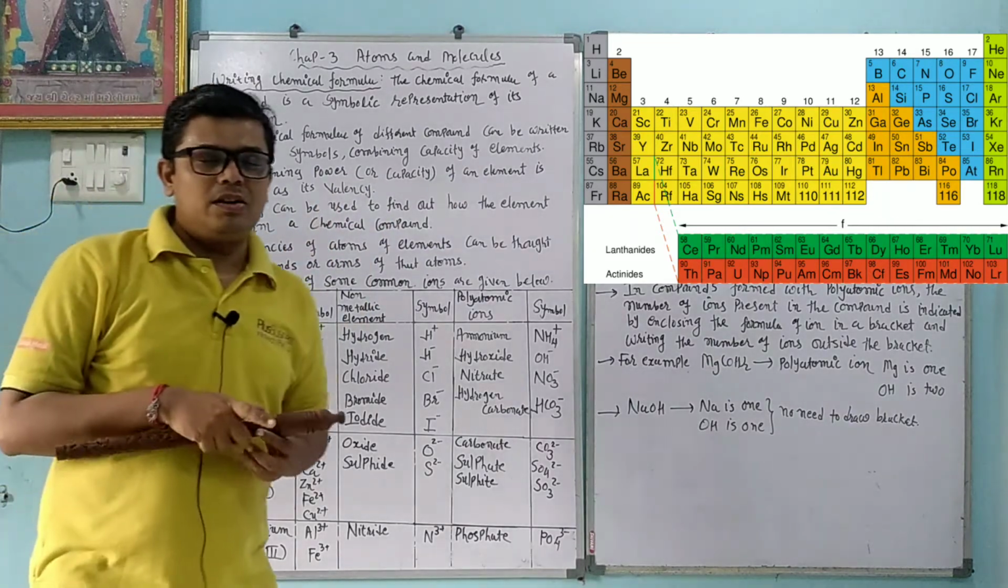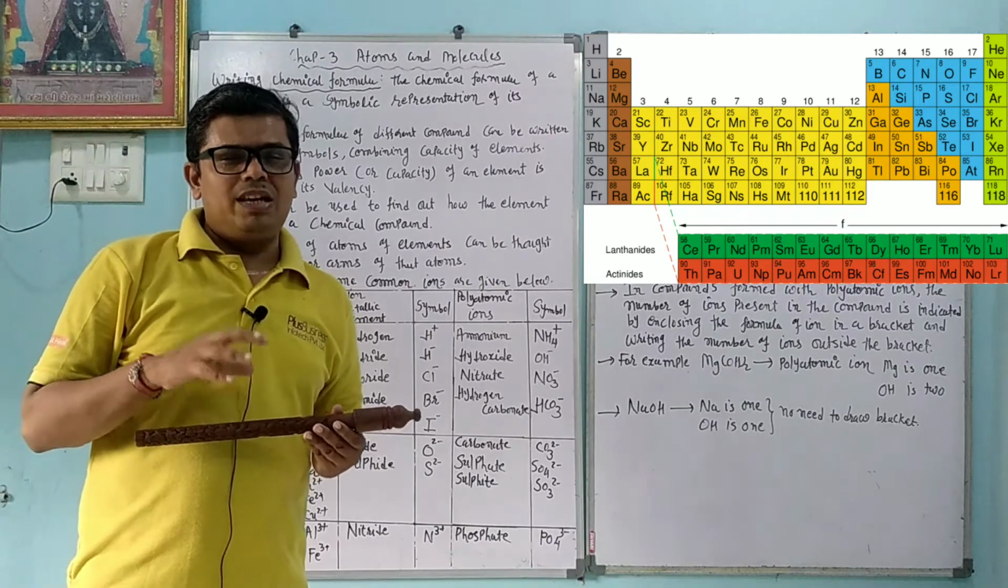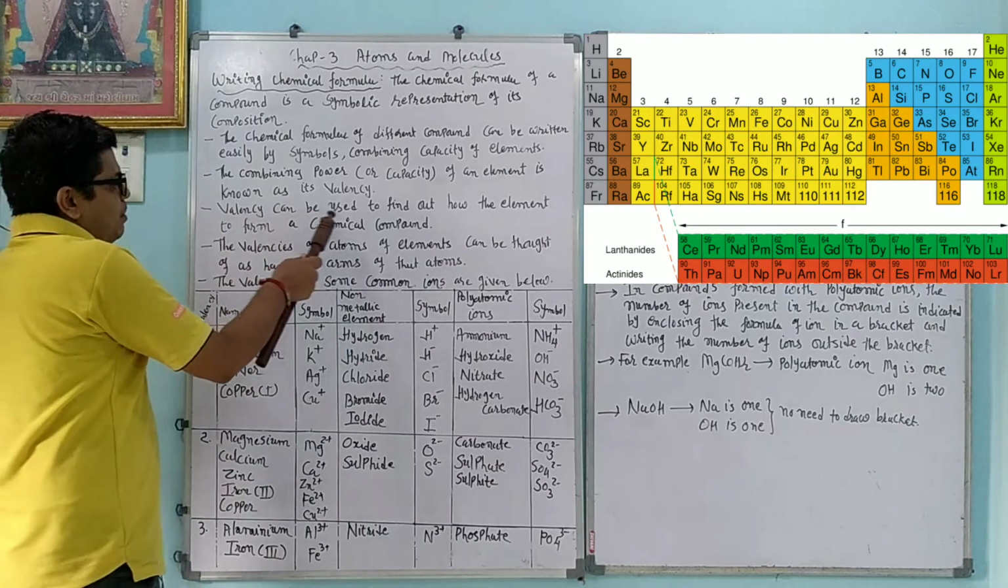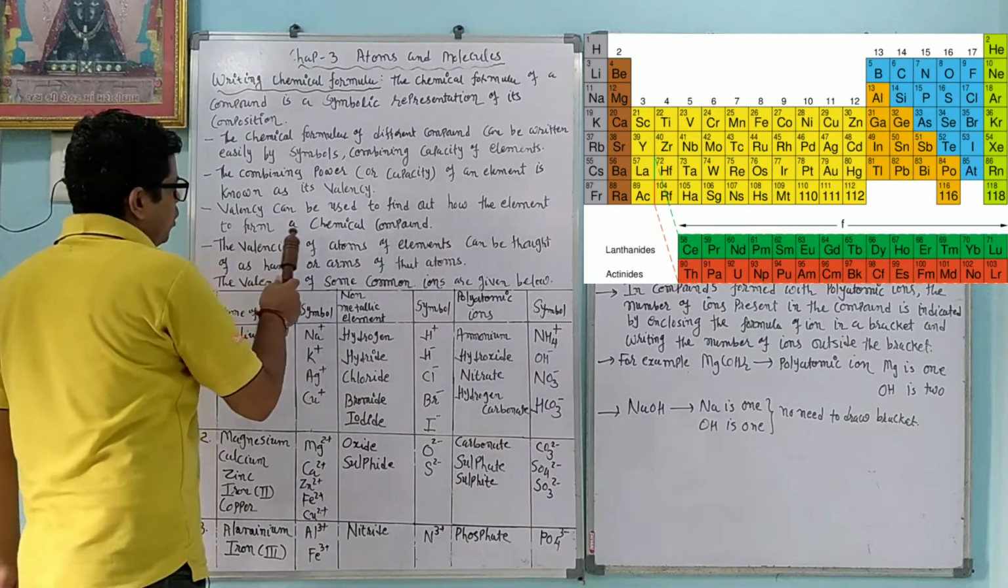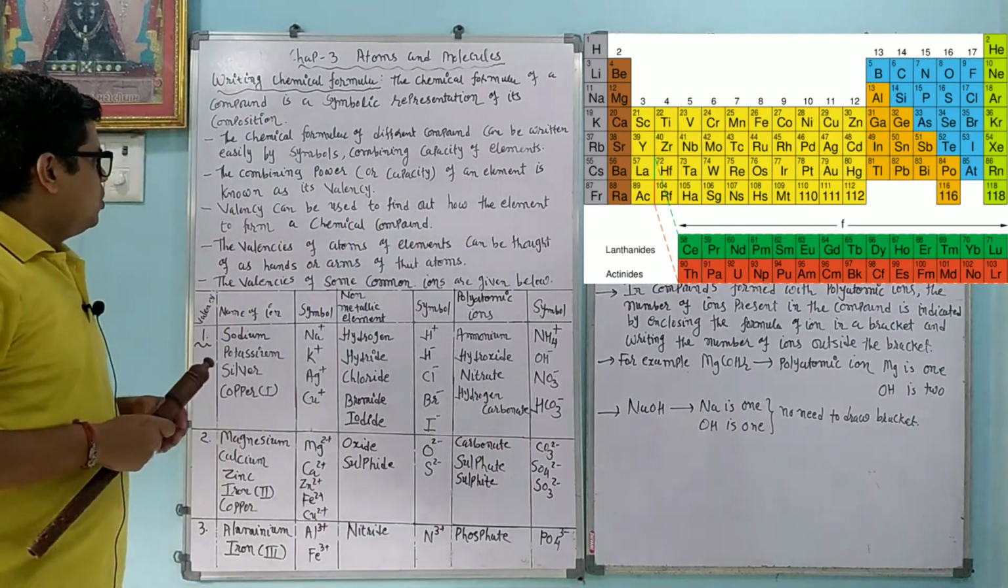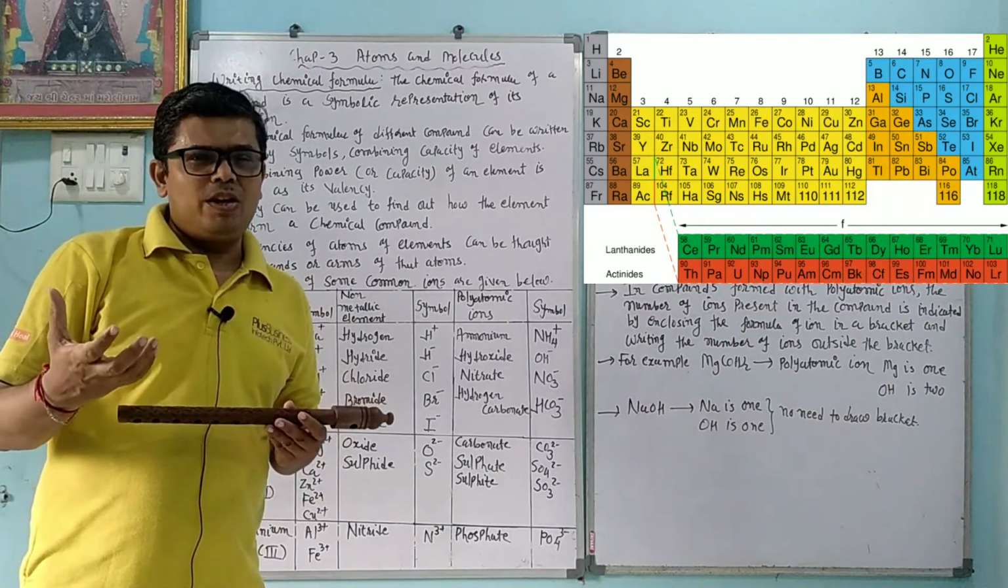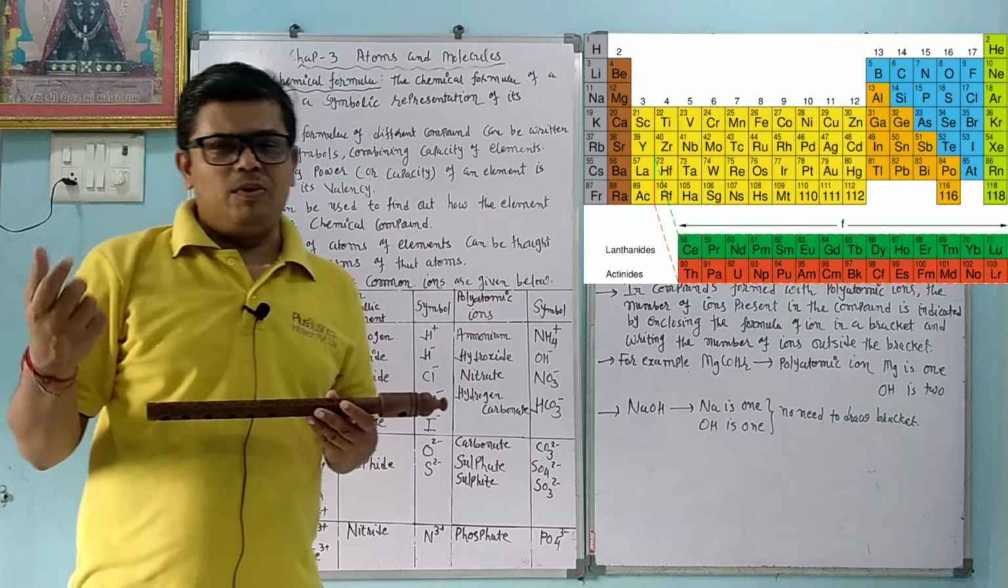Okay, so it is known as the valency. Valency is either positive or negative. Valency can be used to find out how the elements form a chemical compound. So valency decides how the chemical compound is obtained. Like sodium chloride, in that there is 1 Na and 1 Cl.